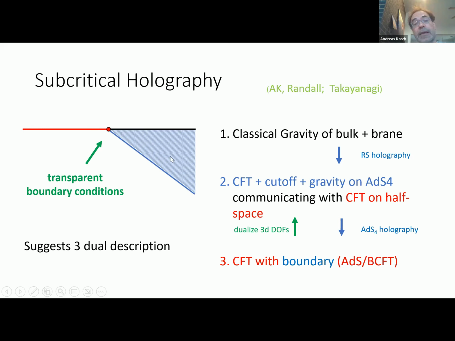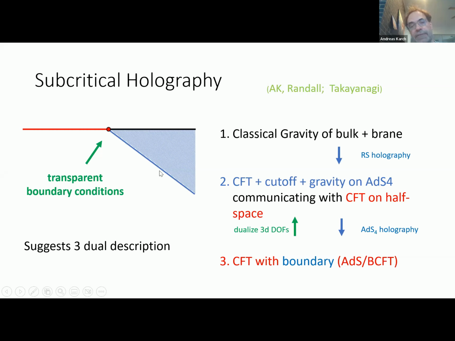Now we can take one more step. This blue brane is a 4D CFT with gravity on AdS4. I can use holography on this one as well and dualize this 4D gravity theory to a 3D CFT living on the boundary of the 4D CFT on half space. So there seems to be a dual description which doesn't involve any gravity at all. And that's just a BCFT, a 4D CFT living on half space coupled to some complicated 3D CFT. That's sort of some boundary condition for the 4D CFT. This BCFT description is, of course, perfectly well defined. That's ultimately the one that makes total sense. That's just more or less standard holography.